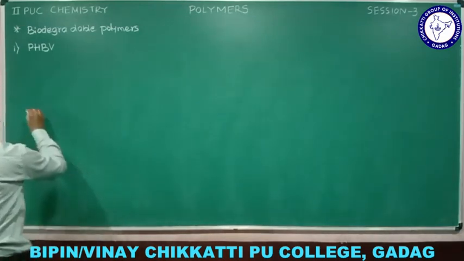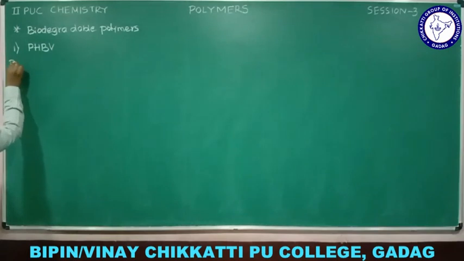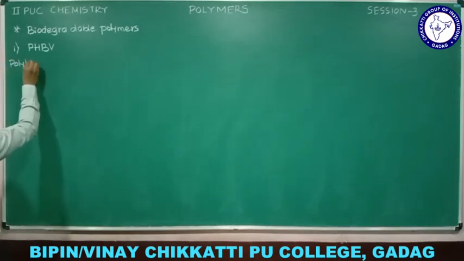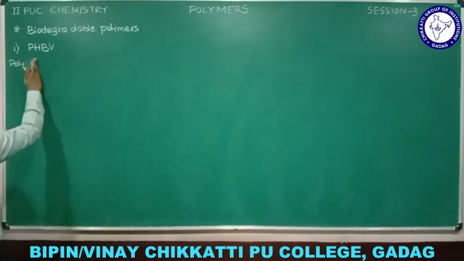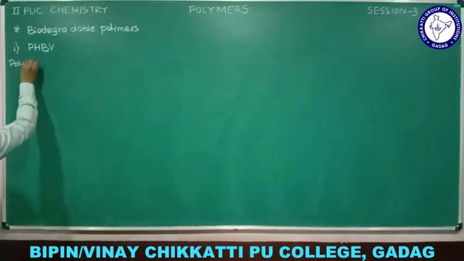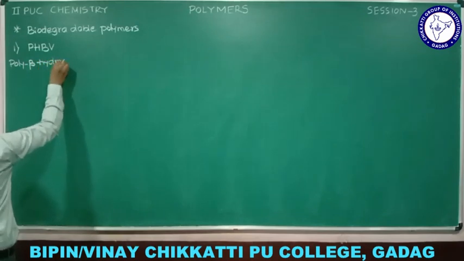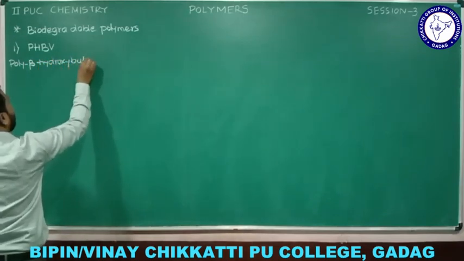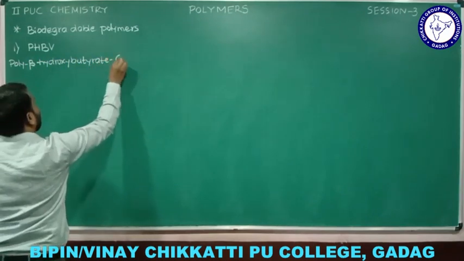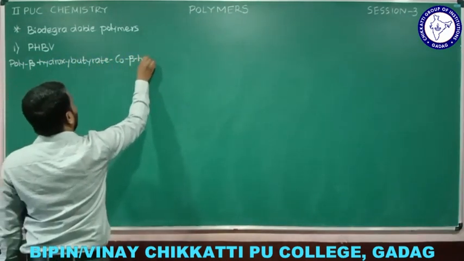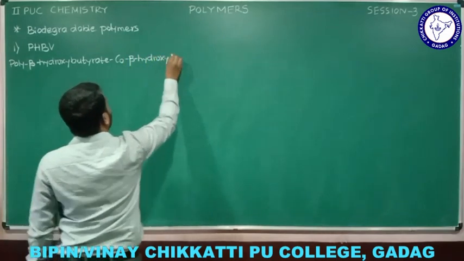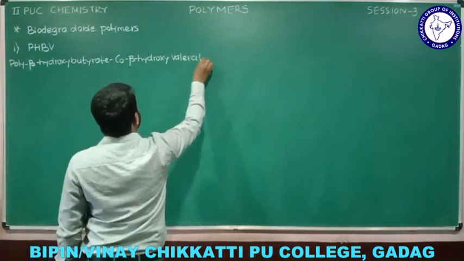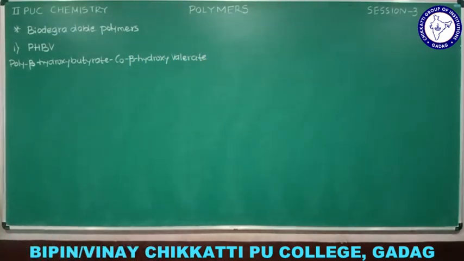So what is the full form I am going to write here? That is PHBV. That will be beta hydroxy butyrate co beta hydroxy valerate. This is quite lengthy, therefore frequently we call it PHBV. That is the full form. If you want, I have written that one. Poly beta hydroxy butyrate co-beta hydroxy valerate is the full name of the biodegradable polymer PHBV.